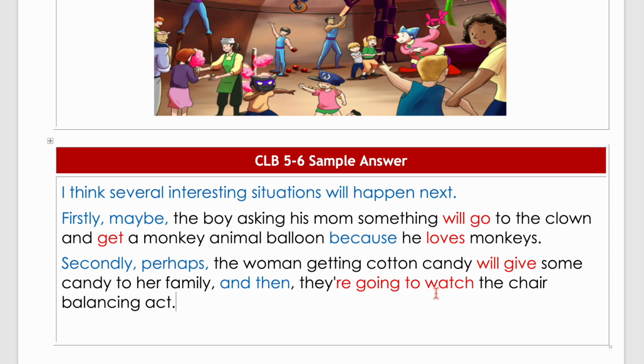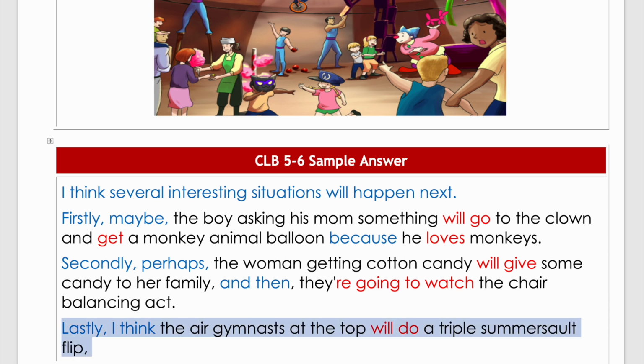And we can use going to also. We can even say perhaps a woman getting candy is going to give some. Maybe she's going to. We can say going to or will. Just going to is stronger than will. So when we're making predictions, maybe we're not so sure, but we can use both. Okay? So next idea, let's go here.